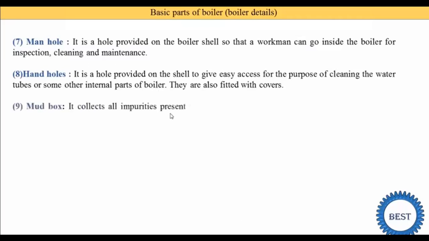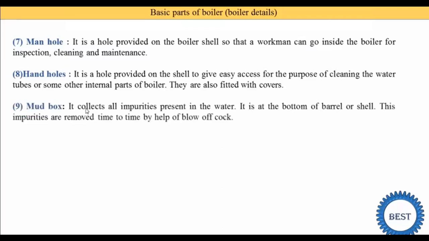Next part is the mud box. The mud box collects all the impurities present in the water. It is at the bottom of the barrel or shell, and these impurities are removed from time to time with the help of a blow-off valve. We observe in a water tank that some impurities settle down in the tank. In the same way, in fire tube boilers the water is outside the tube. At that time, what happens? The impurities of the water settle down in the boiler shell. So these impurities are removed by using this mud box.